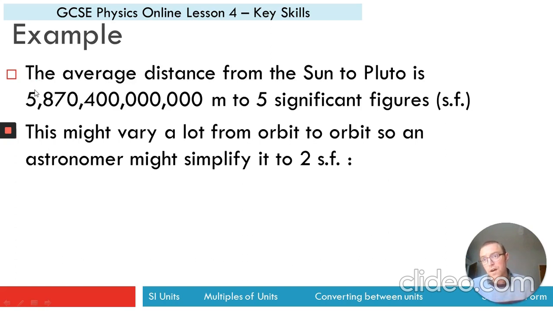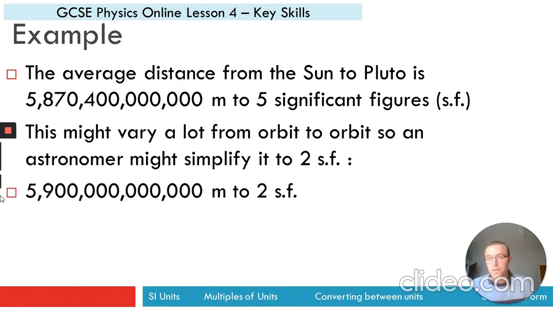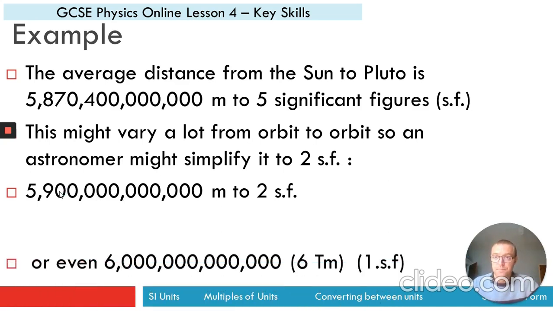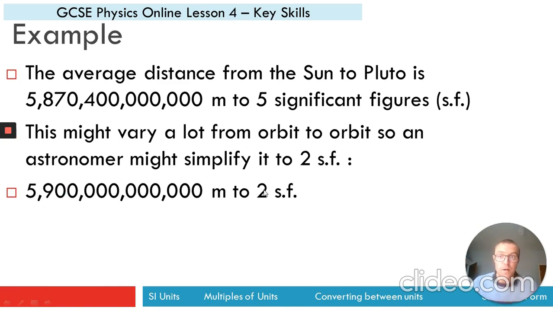So you might think 58,000,000,000, but in fact, because this is 587, the next digit to the right is 5 or above. It means we're going to round this one up to 59,000,000,000. That is the reason why we go up to 9. If you're not sure about rounding, I'll include a link at the bottom of the video, but you should have done rounding in maths.